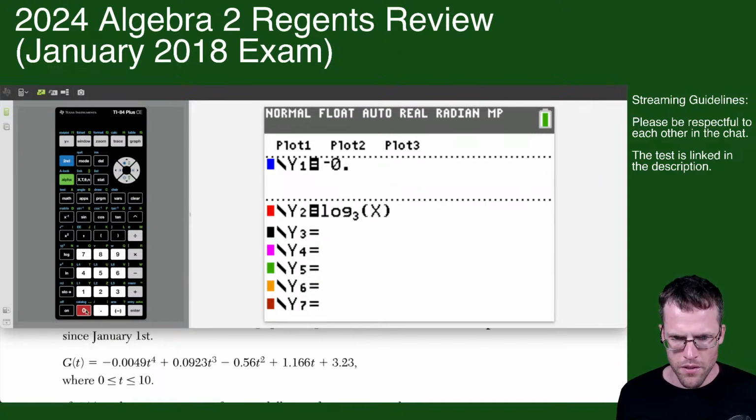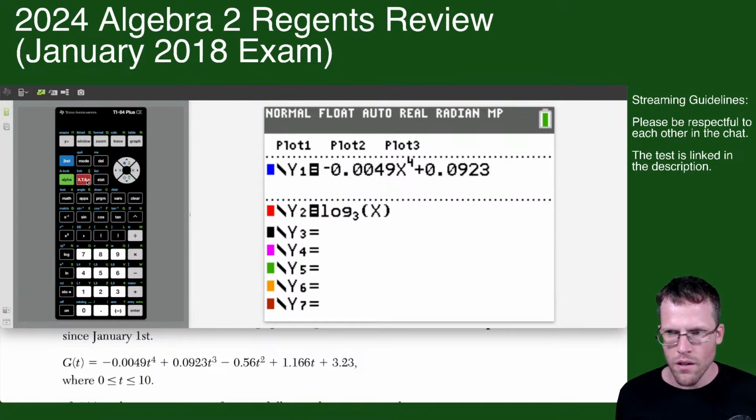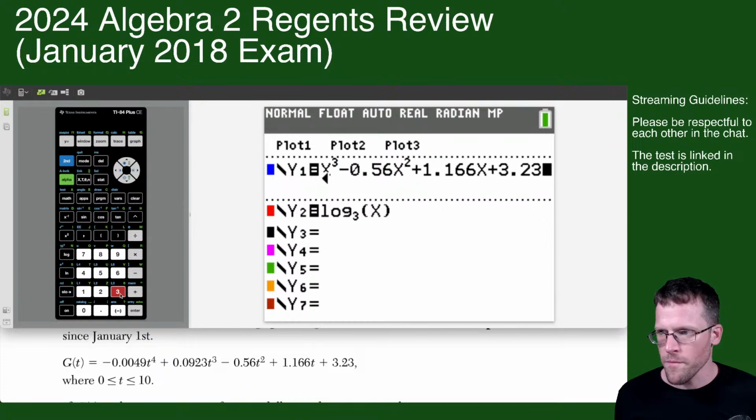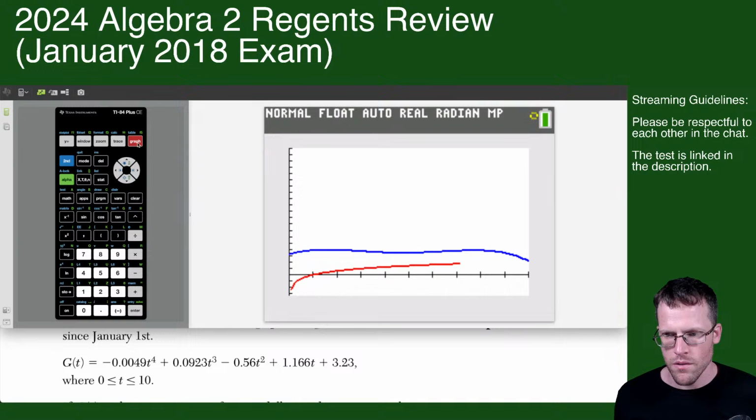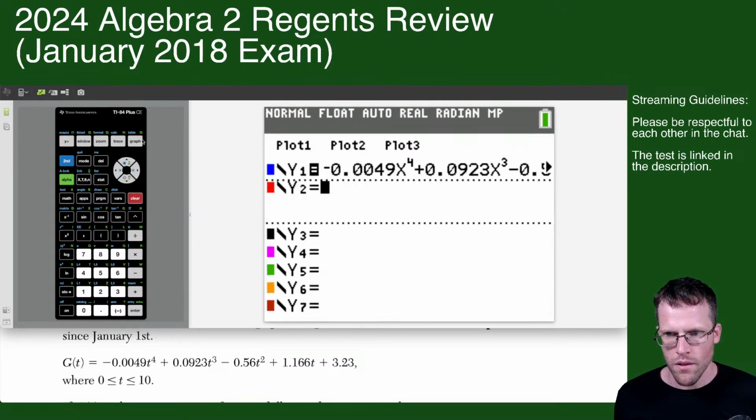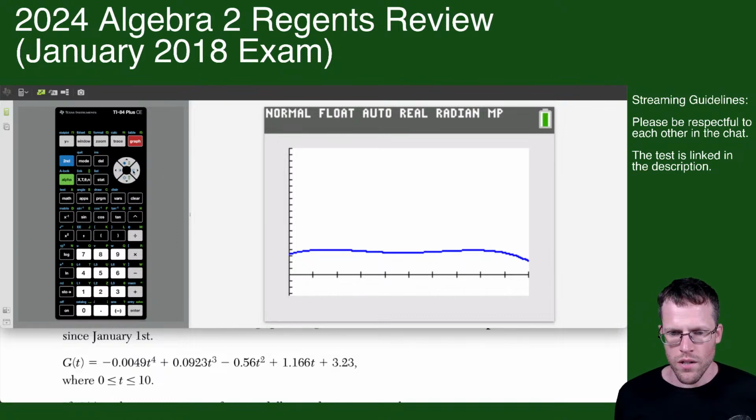All right, negative 0.0049 t to the fourth plus 0.0923 t to the third minus 0.56 t squared and plus 3.23. From 0 to 10. So I'm going to go 0 and 10. And now for the y maximum, let me go to 20, see what happens. Let me clear out that other stuff so we could actually see here. So what is the max?